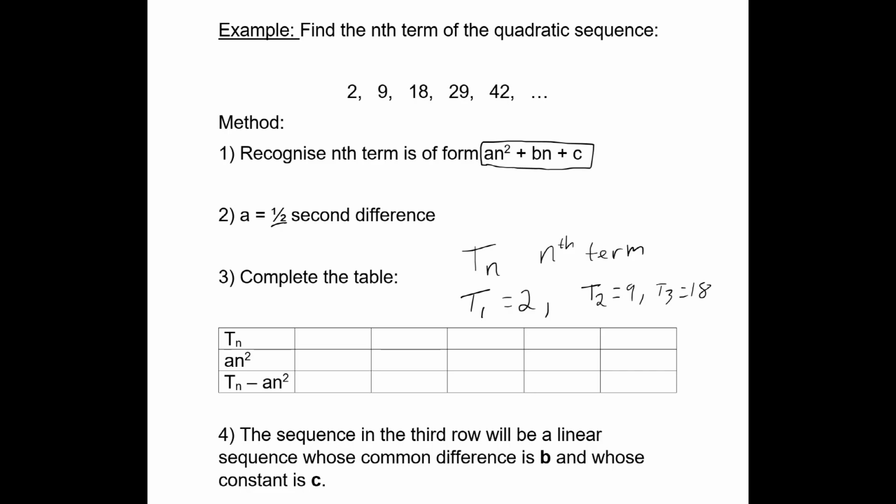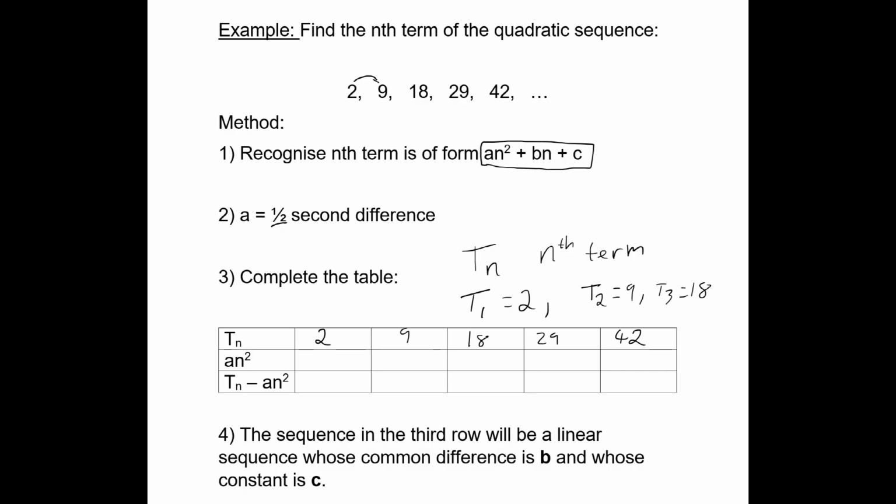So we're going to fill the table in. We know that T1 is equal to 2, so I'm just going to fill that in. 2, T2 is 9, 18, 29, 42, and so on. We then need to work out a. To work out a, we need to work out the second difference.